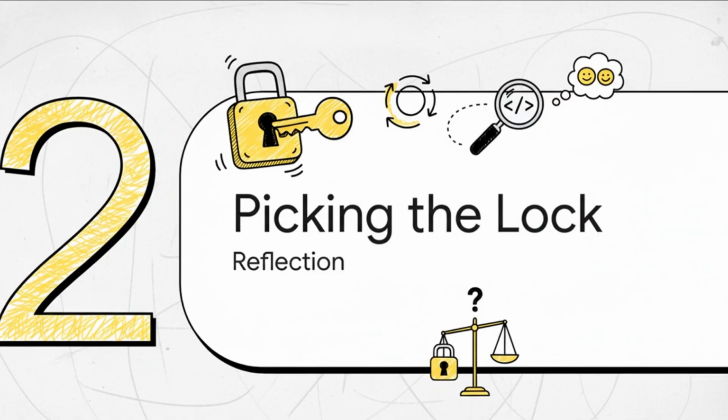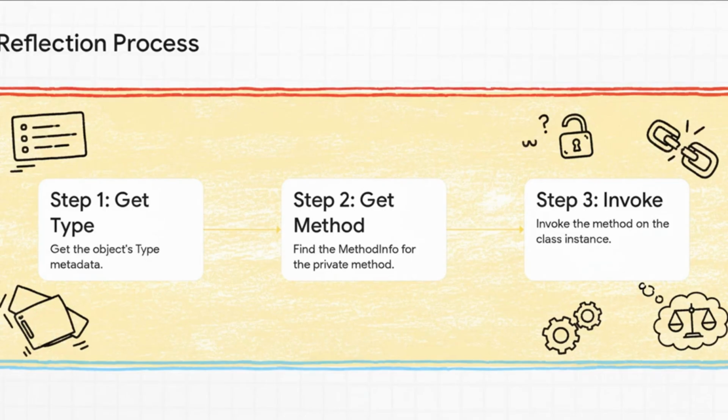Let's talk about the first and by far the most powerful tool for getting past that rope. This is the master key, the universal lock-picking kit of the C# world. It's called reflection. It lets you inspect and even manipulate your code while it's running. It's incredibly powerful and also a little bit dangerous. The whole process sounds kind of magical, but it's actually pretty logical when you break it down.